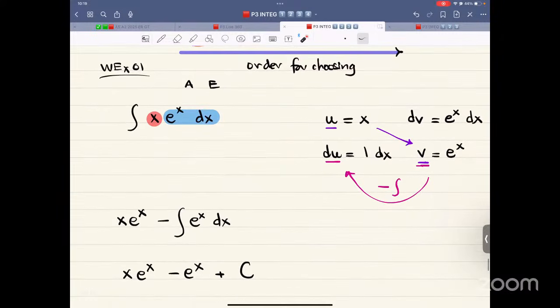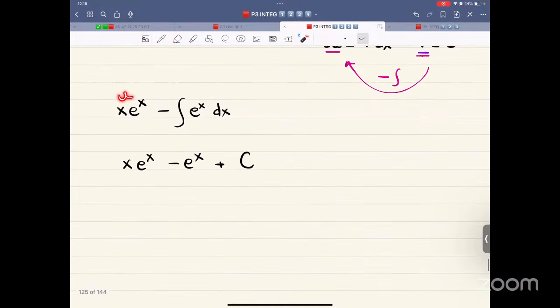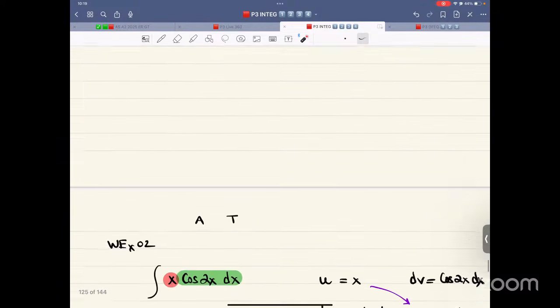Now, if I have algebra and exponential, I'll choose u to be x, du is 1 dx, dv is e^x dx. Whatever is left, that is e^x dx. So therefore, v is e^x. Follow the rule, that is uv minus integral v du. That is how we do it. If there is one term left, just integrate it directly. Overall constant of integration at the end.